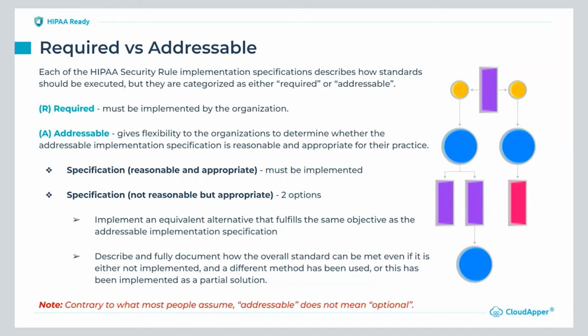In this case, there are 2 options. Implement an equivalent alternative that fulfills the same objectives as the addressable implementation specification. Or describe and fully document how the overall standard can be met, even if it is not implemented, or a different method has been used, or this has been implemented as a partial solution. It is to be noted that contrary to what most people assume, addressable does not necessarily mean optional.